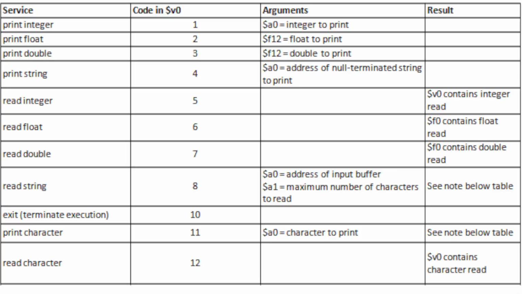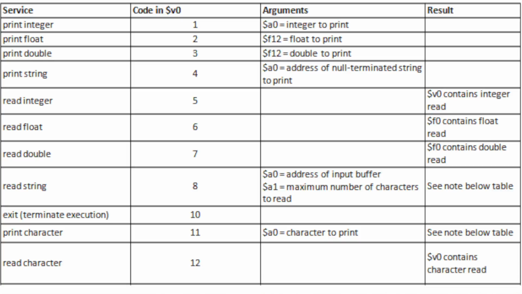Read float is 6. For read double, we have to take 7. For read string, we have to take 8. To exit or terminate execution, we have to take $V0 as 10. To print any character, we have to take the value as 11. And to read a character, we have to take the value as 12.